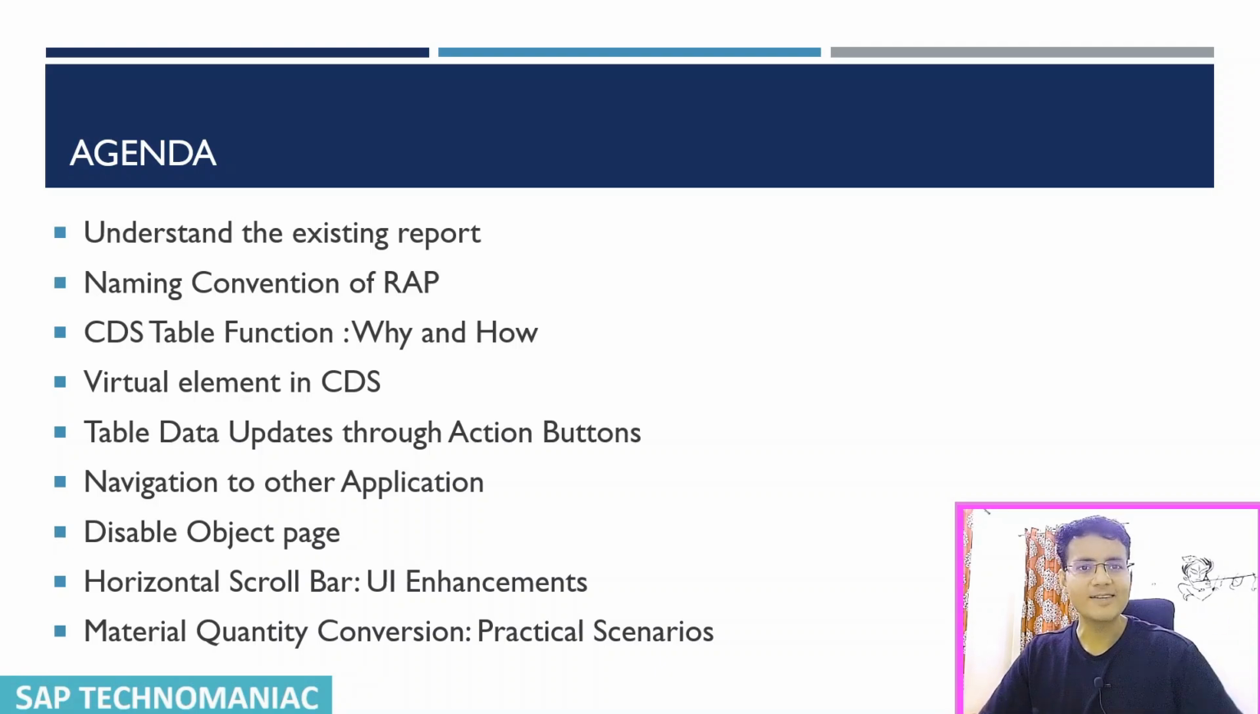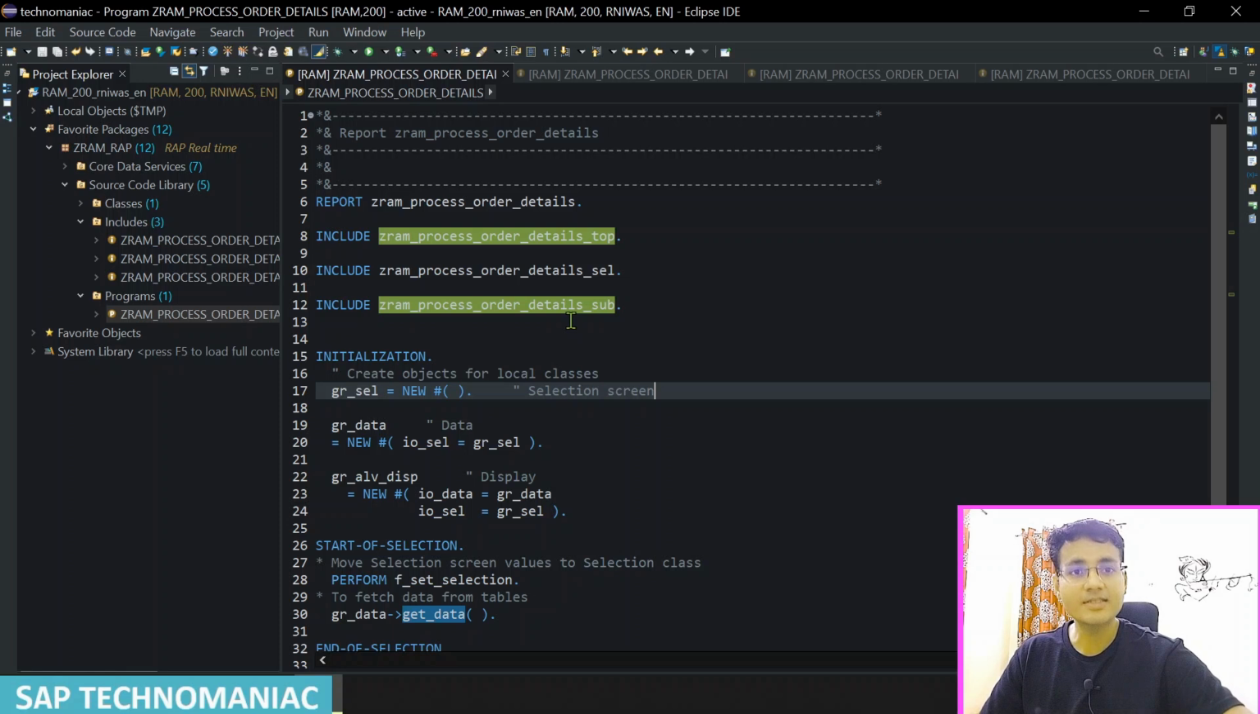So let's get started. First we will understand the existing report, which is a typical classical ALV report, the way we used to develop. This report is using the SALV factory method to display the ALV output, and it uses a completely object oriented approach to create this application.